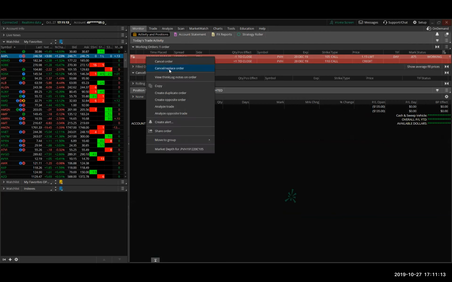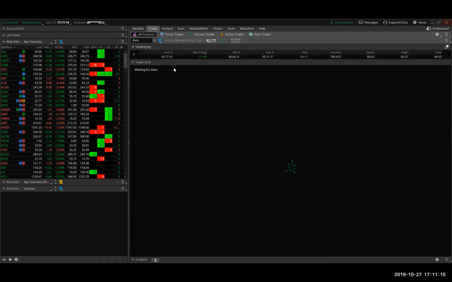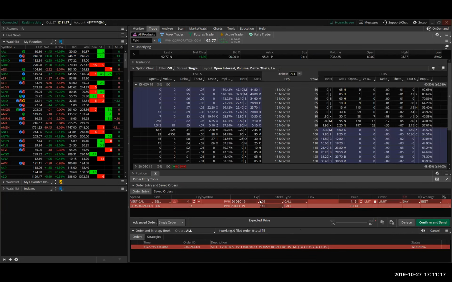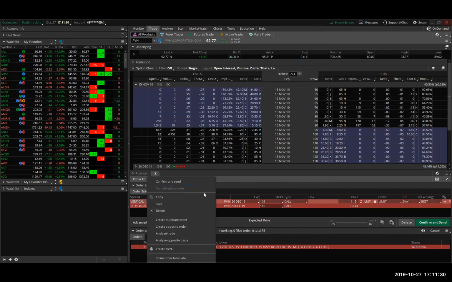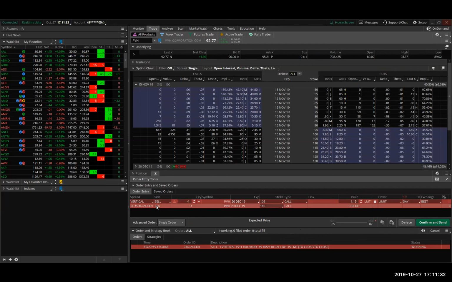I could cancel and replace. So I'll cancel that and I'll replace it. I'll say, yeah, I think I want to sell it at $2 or whatever. I could just cancel it, replace it, do a different order. But in order to close it, you have to create that closing order because, even though you sold one and you bought one, to create the closing order you do the exact opposite.